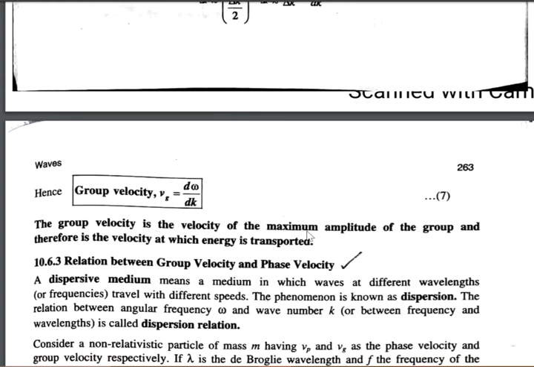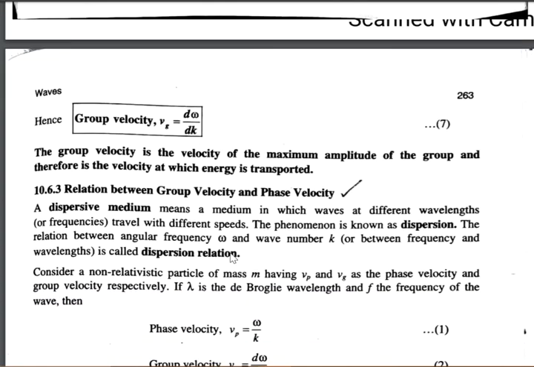The group velocity is the velocity of the maximum amplitude of the group, and therefore it is the velocity at which energy is transported.